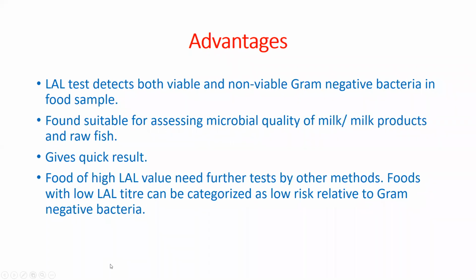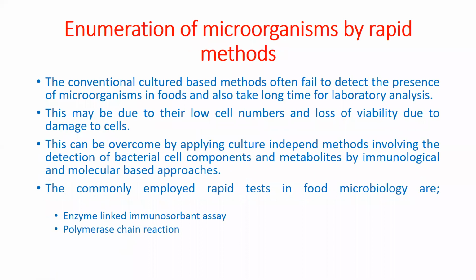Advantage: the LAL test detects both viable and non-viable gram-negative bacteria in the food sample. So that is the disadvantage, both viable and non-viable. It is found suitable for assessing the microbial quality of milk and milk products and raw fish. We do it in milk and dairy products, and also in our fishery, and it gives quick results. Food of high LAL value needs further testing by other methods. Food with low LAL titer can be categorized as low risk related to gram-negative bacteria. Again, this is the advantage.